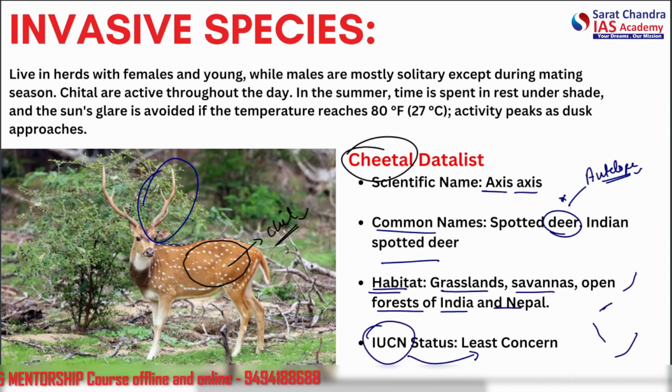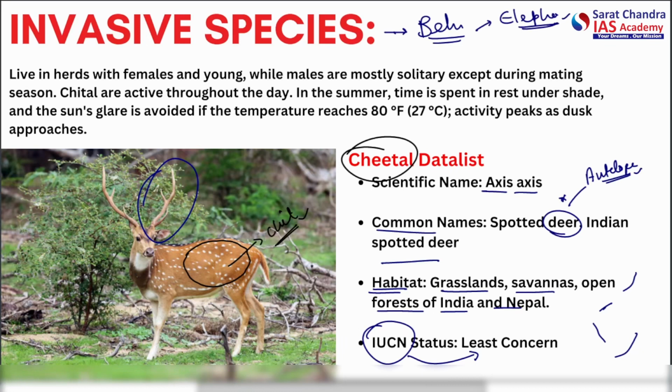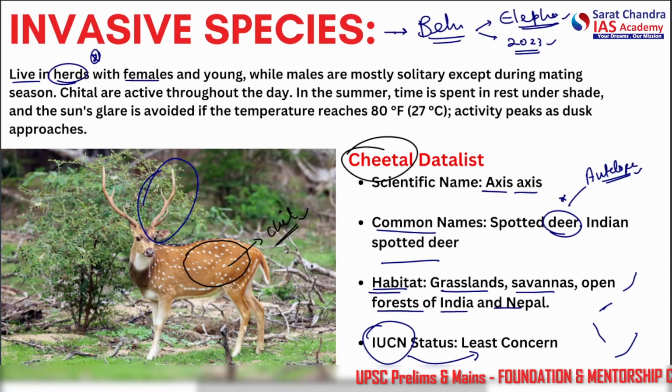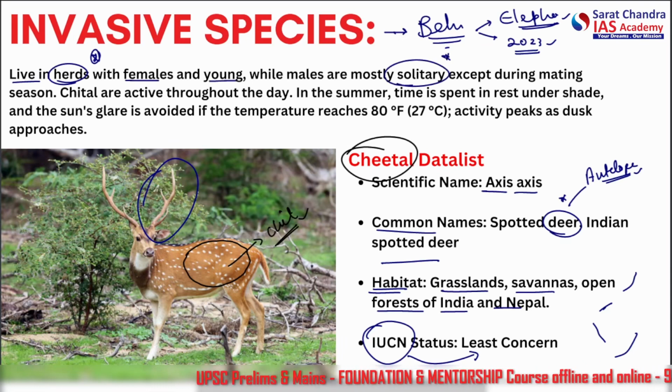Now let's talk about its behavior. UPSC has already asked us about the behavior of 2-3 species such as elephants, and in 2023 it asked about multiple options, their diurnal behavior and so on. So it lives in herds. Herds means groups with females and young, and males are mostly solitary. That means they live alone except during the rut or the mating season.